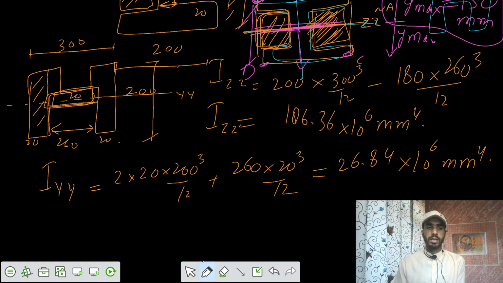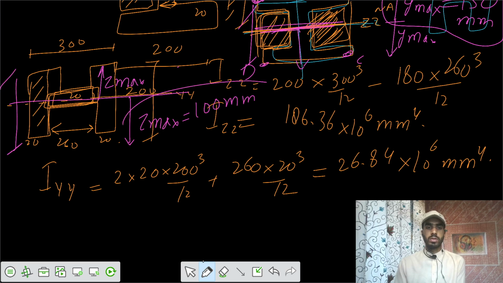And similarly you can get Zmax. So this is your Zmax. Similarly you have this one Zmax. Zmax equals the total of 200 by 2, that is 100 mm. So Zmax is 100. So finally you substitute the values.